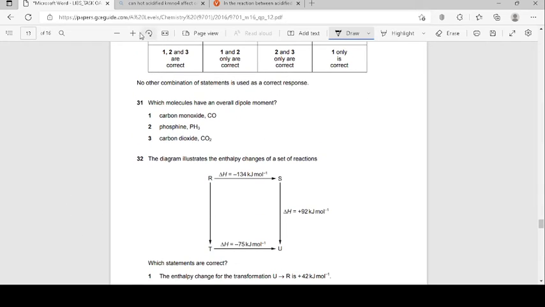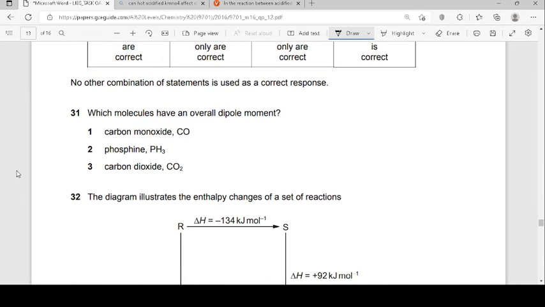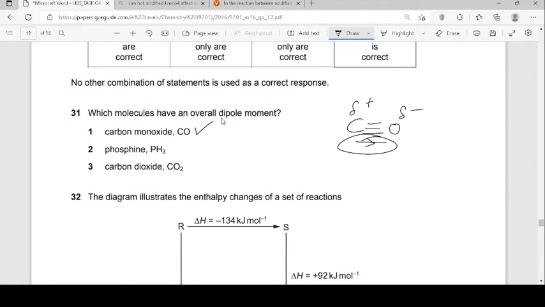Which molecules have an overall dipole moment? Alright, so let's look at this. Carbon monoxide. Well, oxygen is the electronegative one and carbon is the electropositive one. Anyway, partially negative, partially positive, that's easier to think about. So the net movement of electrons is towards oxygen, so that does have a dipole moment, doesn't it? You can see that from here. So there is a dipole moment here.